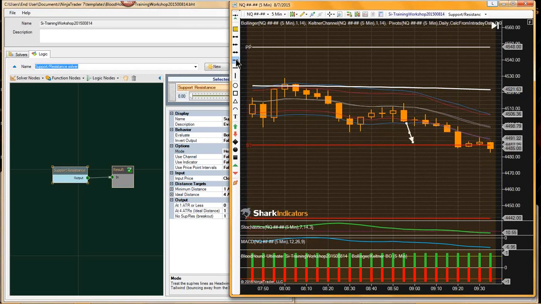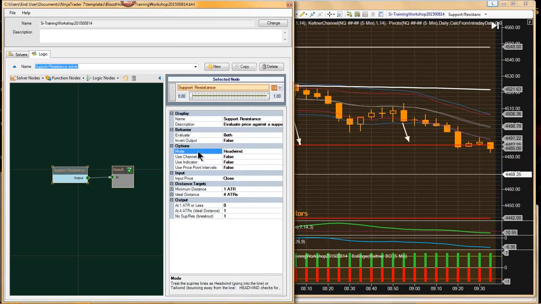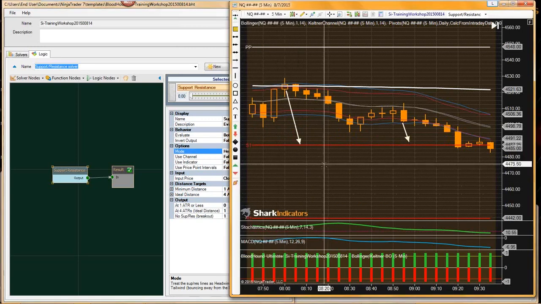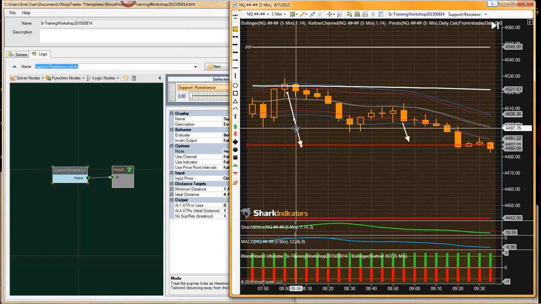Obviously, if you're up here taking a short, there's a lot more room from this point than there is from this point, right? So from here, depending on your trading style, you may say that there's not enough room to take a trade from here, but there is enough room from this point to take a short trade into support. So that's what headwind mode does. Headwind mode will analyze whether there is enough room to take a trade into your support or resistance.